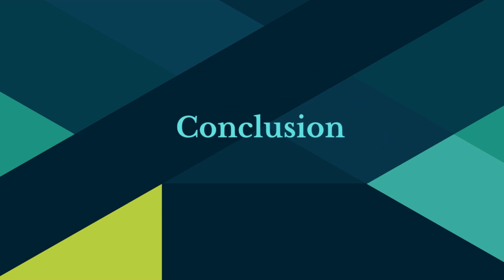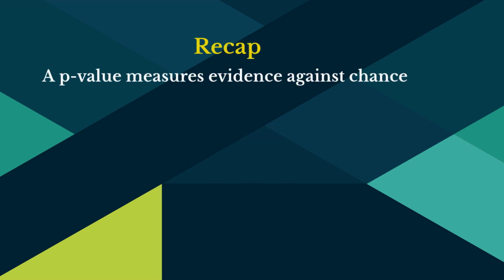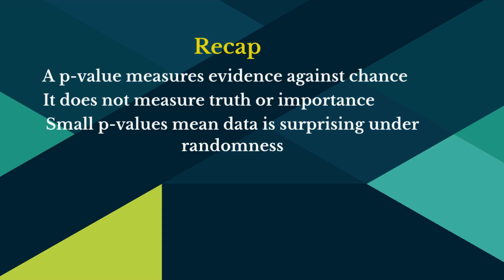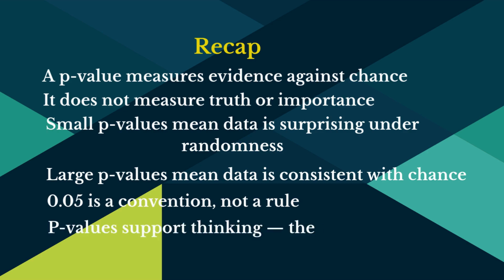So, let's summarize everything we learned in this video. P-value measures evidence against chance. It does not measure truth or importance. A small p-value means data is surprising under randomness. A large p-value means data is consistent with chance. 0.05 is a convention, not a rule. P-values support thinking. They don't replace it.